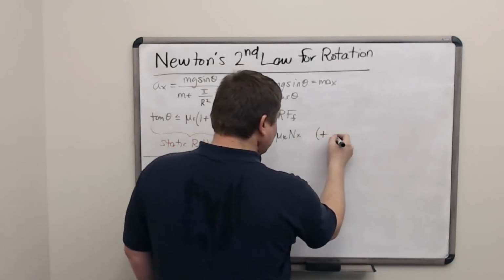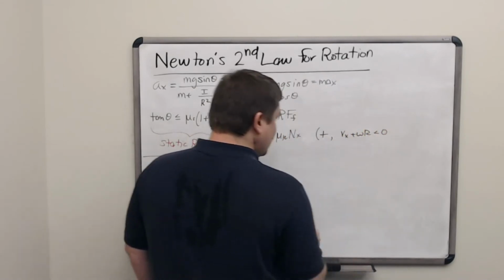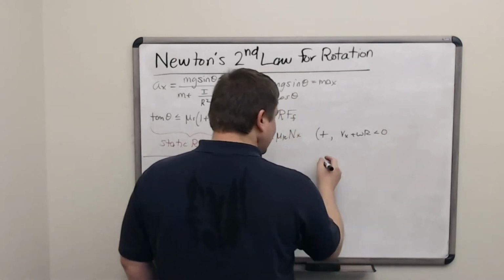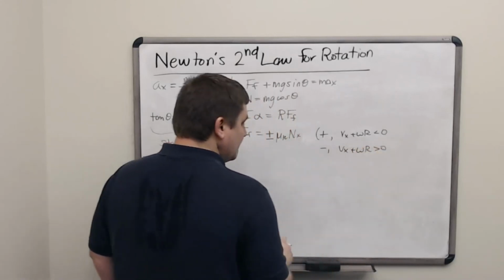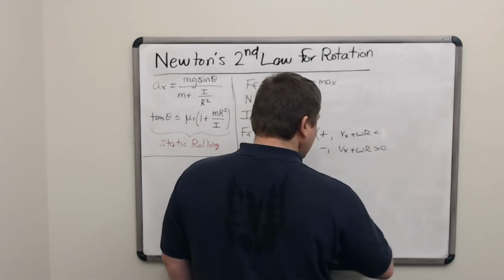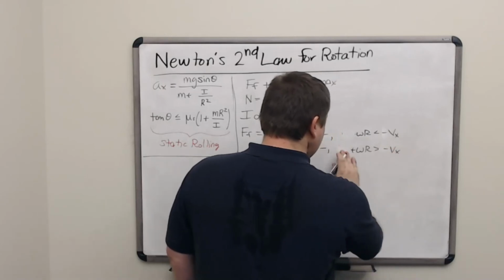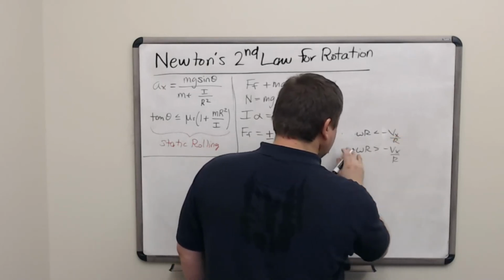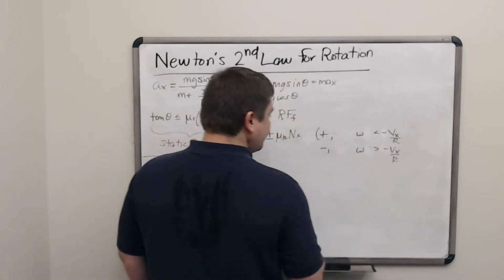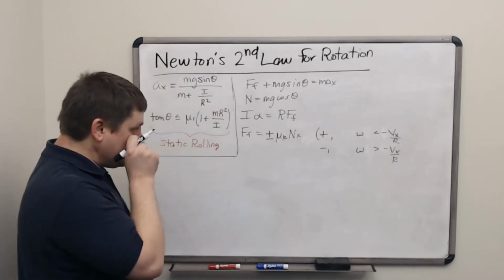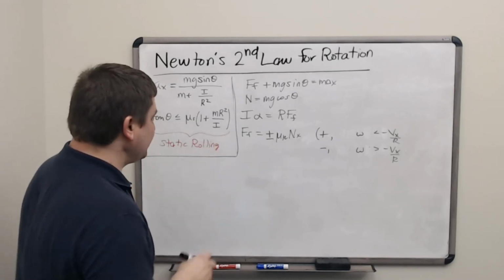And note that the plus case would be for Vx plus omega r less than 0. So that means Vx plus omega r less than 0. And the minus case would be Vx plus omega r greater than 0. So let's write this as minus Vx divided by r on both sides. And that will be our scenario. So depending on how it's currently rotating, the force of friction might be in one direction or the other.